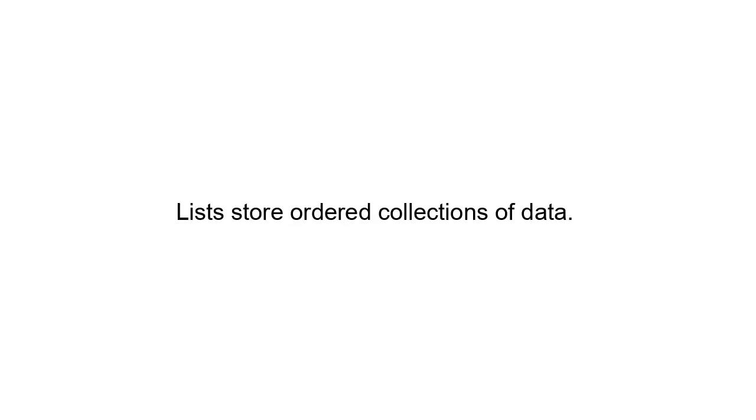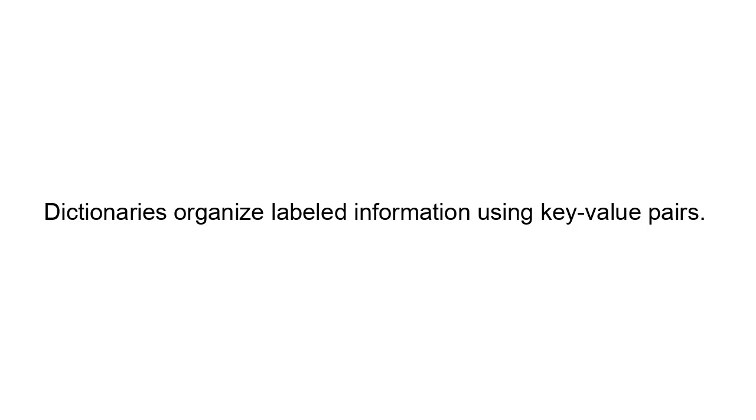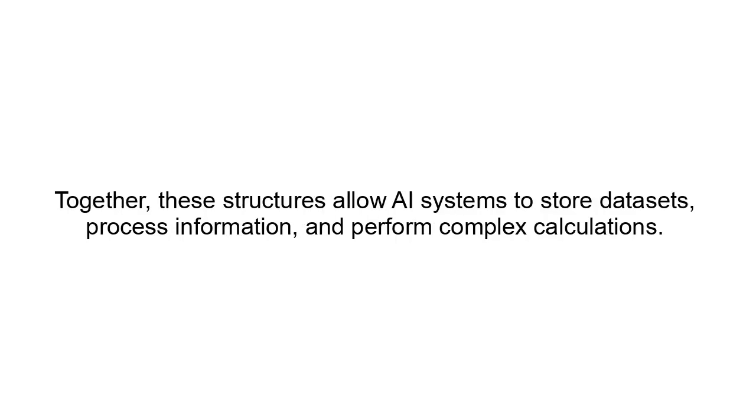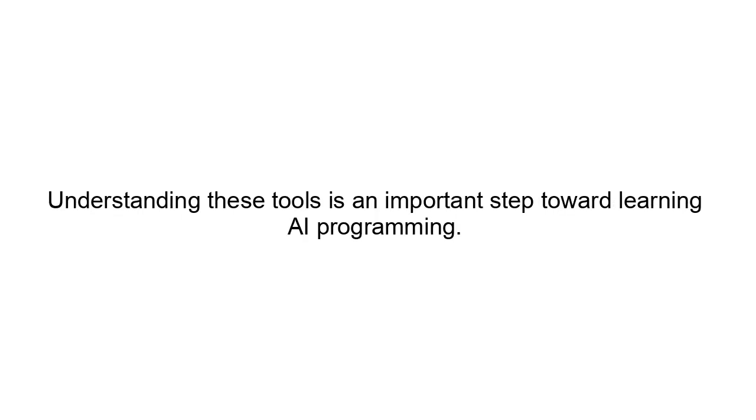Final summary. Artificial intelligence programs rely on data structures to manage information. Lists store ordered collections of data. Dictionaries organize labeled information using key-value pairs. Arrays store numerical data efficiently for mathematical operations. Together, these structures allow AI systems to store datasets, process information, and perform complex calculations. Understanding these tools is an important step toward learning AI programming.